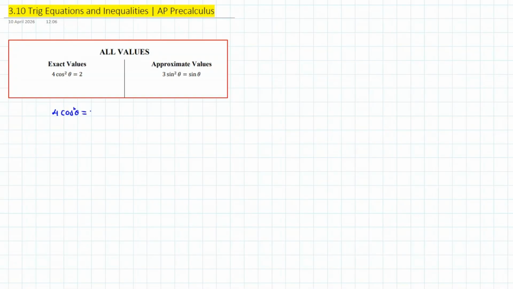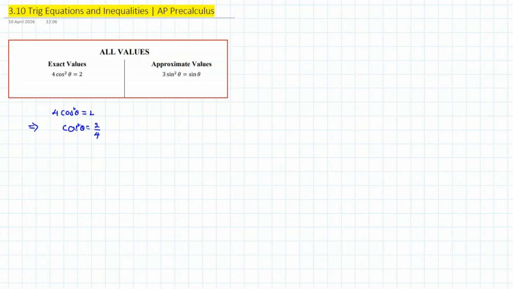To solve this equation, first we have to isolate the trig function, that is the cos theta. So we have to divide both sides by 2, right? So divide both sides by 2. So you will get cos squared theta equal to 2 over 4. Okay, so now we have the cos squared, right?